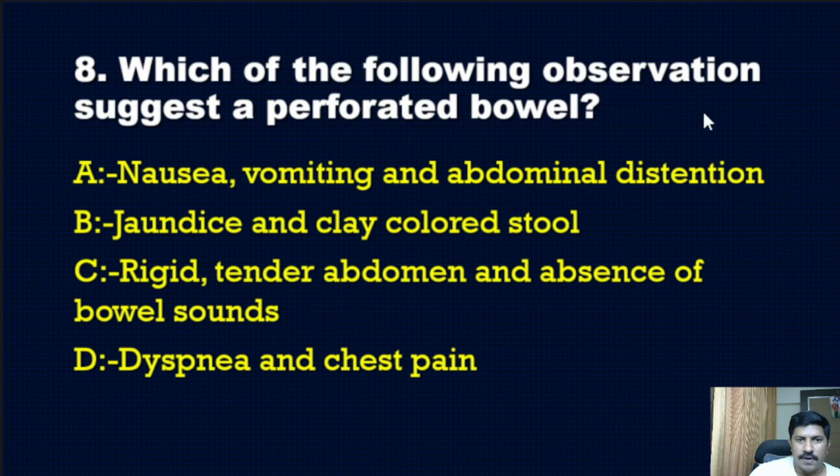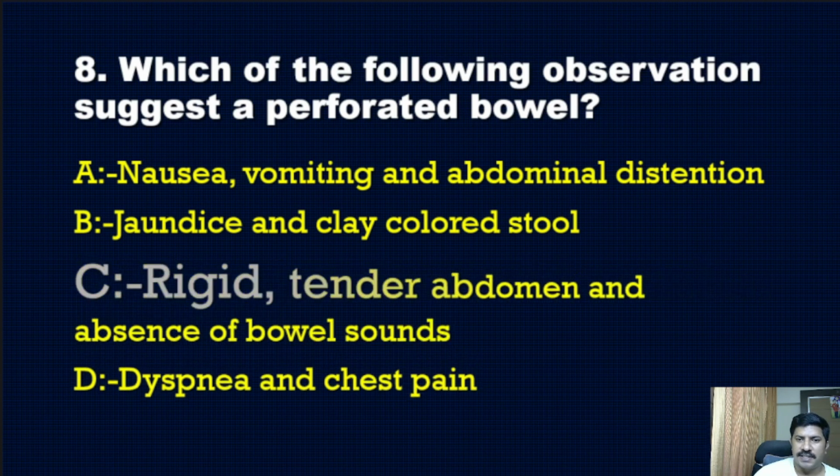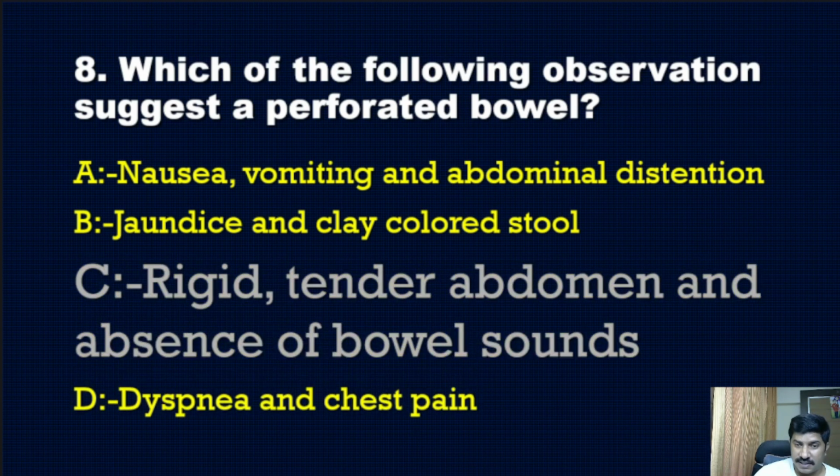Eighth question. Which of the following observations suggest a perforated bowel? Nausea, vomiting and abdominal distension; jaundice and clay-colored stool; rigid tender abdomen and absence of bowel sound; dyspnea and chest pain. If you are suspecting perforated bowel, which symptoms will be there in your patient? So here the correct answer is rigid tender abdomen and absence of bowel sound. If the bowel is perforated, the bowel contents will escape into the sterile peritoneal cavity, and it will lead to infections.